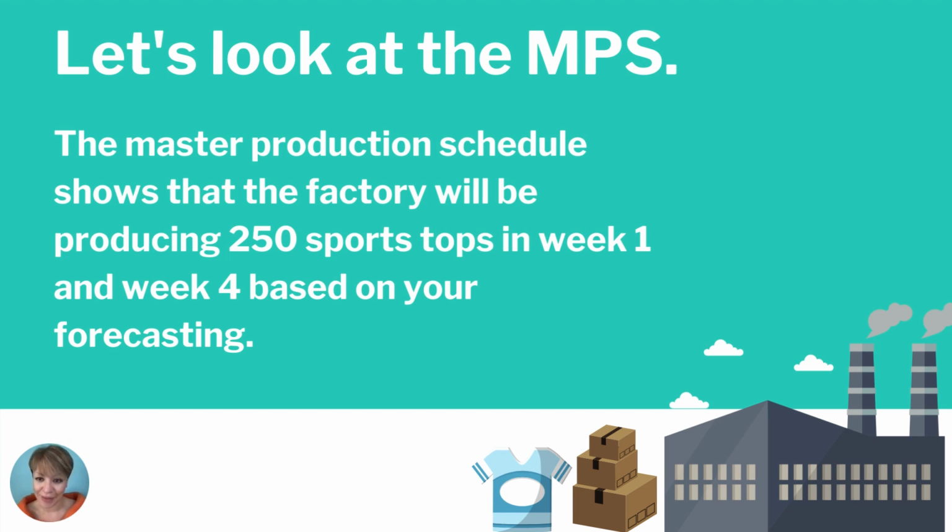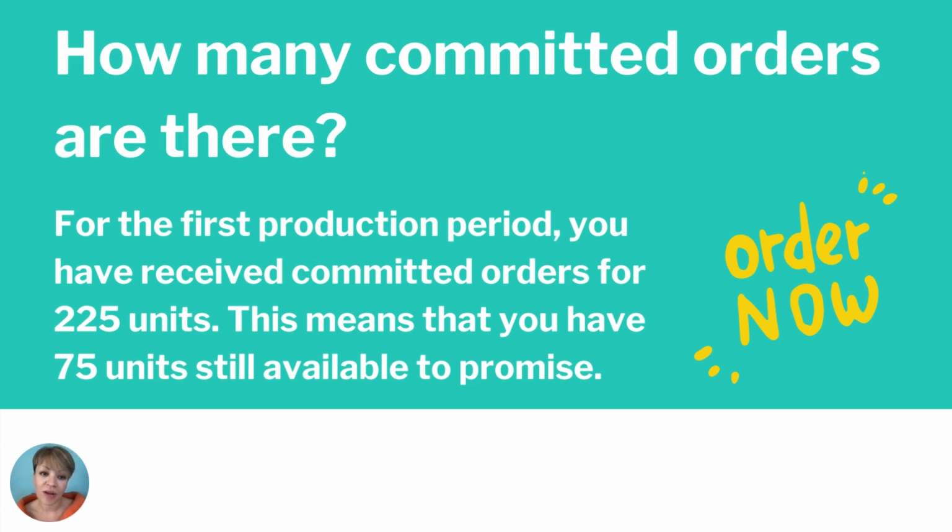Okay, let's look at the MPS. So the MPS links demand with production capacity, and it shows what products a manufacturer produces, when, and in what quantities. So the master production schedule in this case shows that the factory will be producing 250 sports tops in week 1 and week 4 based on your forecasting. In terms of committed orders, for the first production period, which is weeks 1, 2, and 3, you have received committed orders for 225 units. This means that you will have 75 units still available to promise.